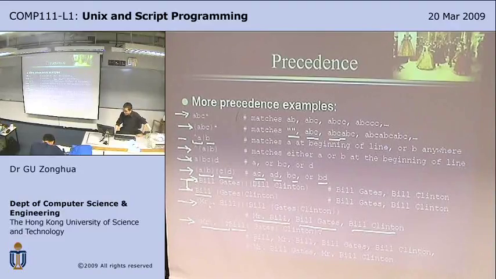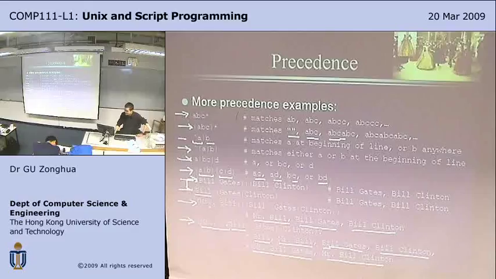So Bill will match because both of these question marks indicate 0 instances. So Bill preceded by 0 Mr. Dot and 0 Gates or Clinton. Mr. Bill will match, that is 1 Mr. Dot. Bill Gates will match, that is 0 Mr. Dot, followed by Bill, followed by 1 Gates. Bill Clinton will match. Mr. Bill Gates and Mr. Bill Clinton. Right?